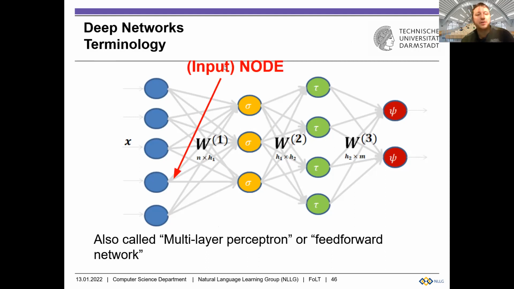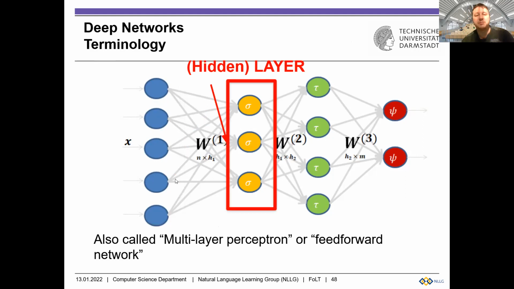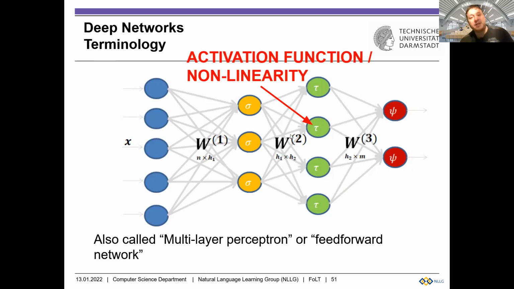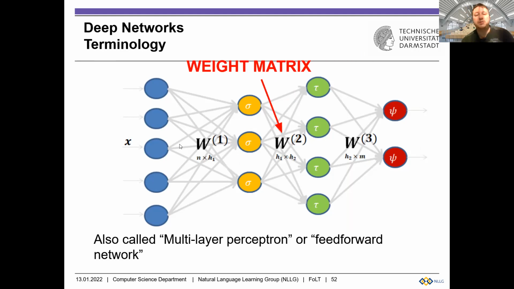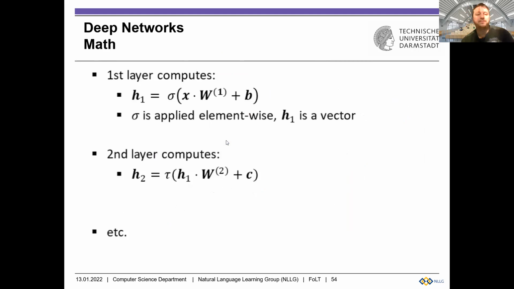And we have many neurons. This is an input neuron, these are two output neurons. All the neurons that are organized on the same level are also called a layer. So we have an input layer, we have one hidden layer, another hidden layer, and then we have an output layer. We have the activation functions, right? So we have different activation functions here, and we have weight matrices, not only one, but 3 different weight matrices. In a simplified visualization, which is also what you see often, we don't depict the individual neurons, but we just depict the layers.